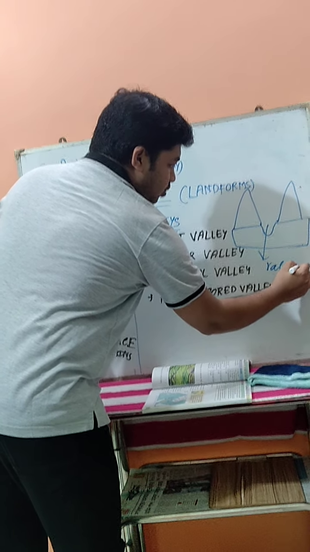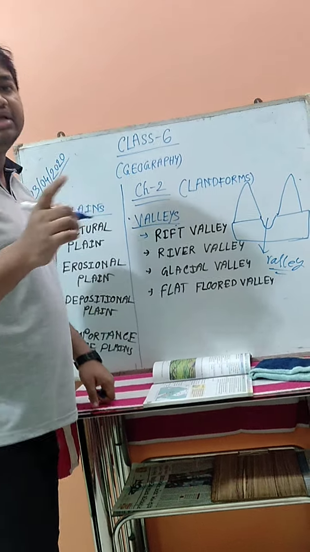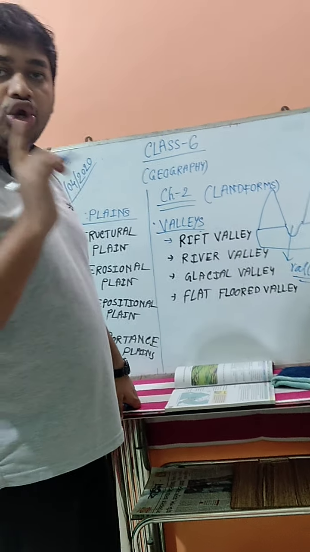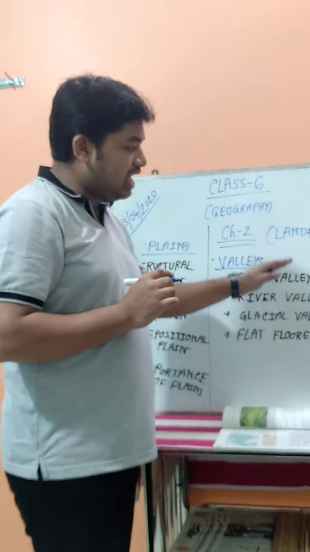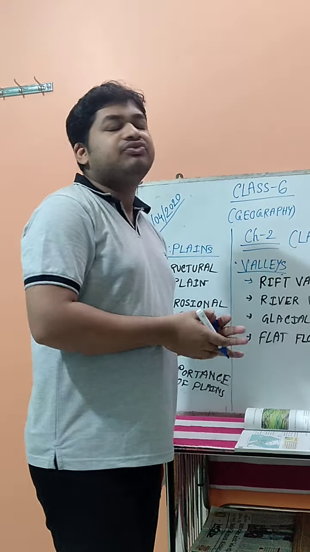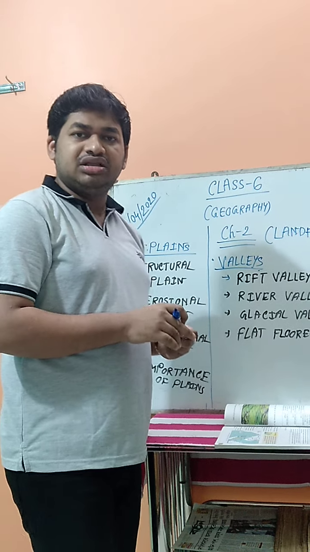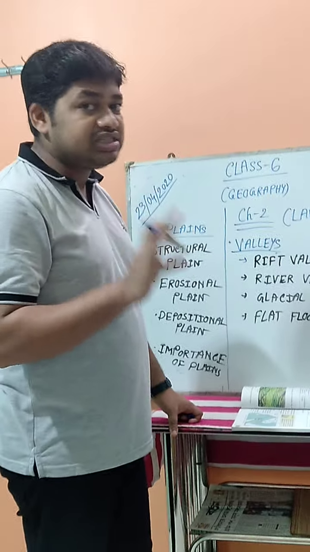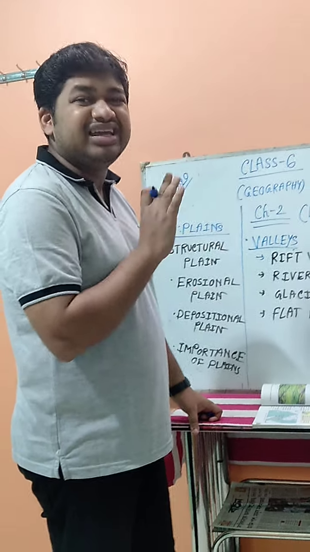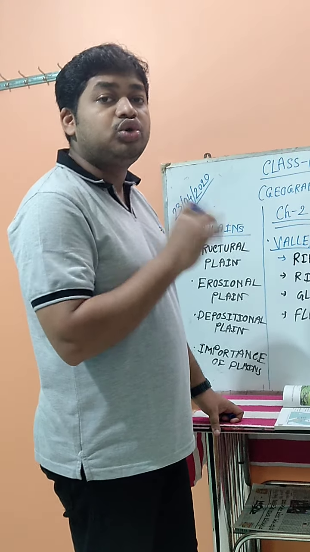So you understand what a valley is? A valley is the low-lying area, or lowland area, between two mountains. Now there are different types of valleys. What are the different types of valley? First, to understand the definition: valleys are lowland areas located between two mountains.